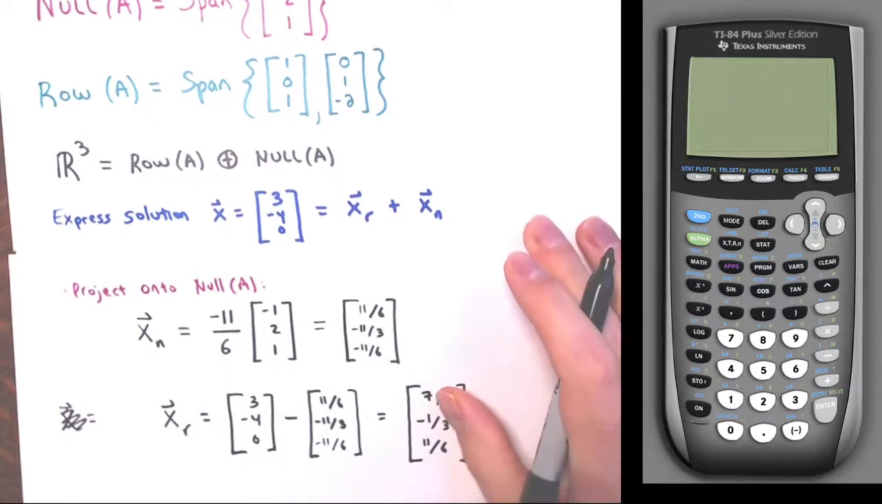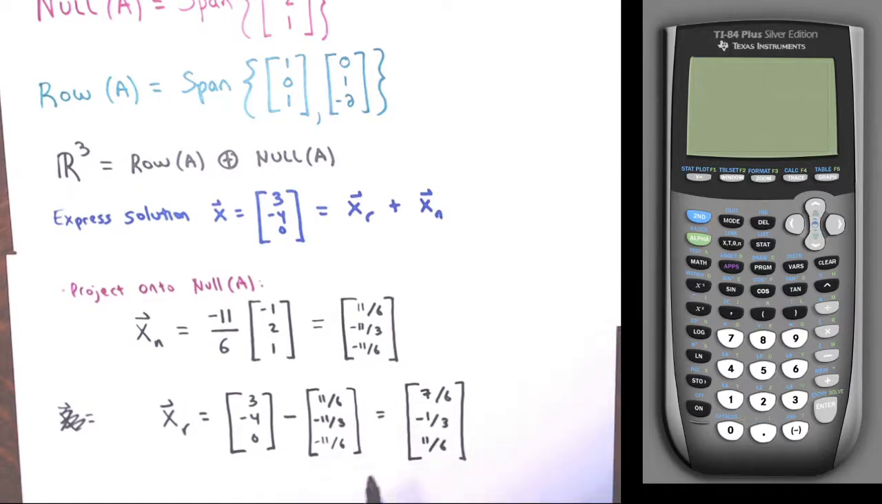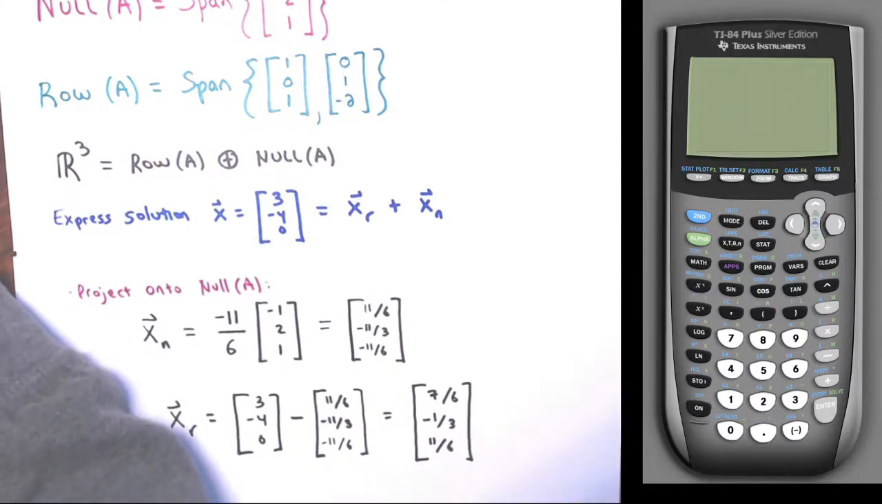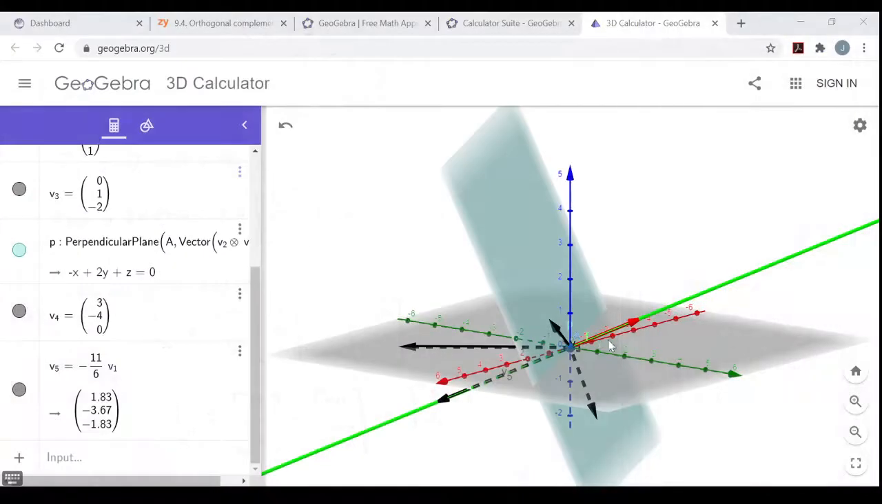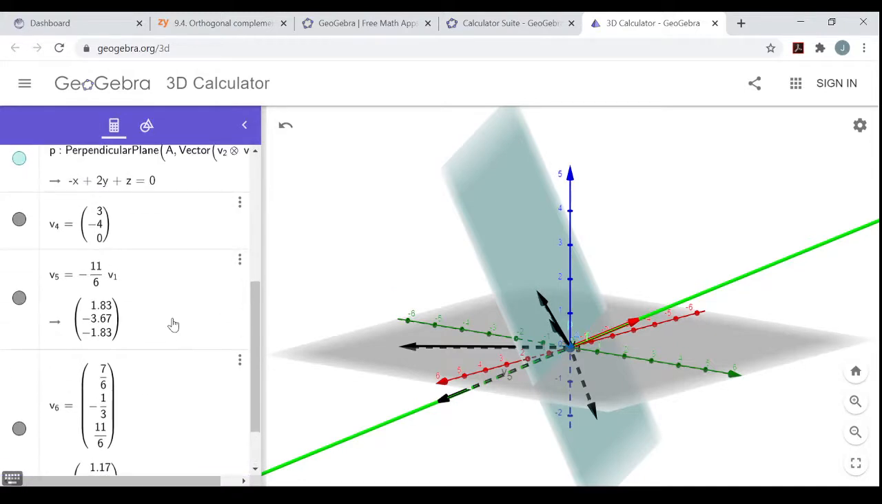All right. Okay, and let me put this vector in. Let me put this vector in on the website, and then I'll erase some other stuff, but hopefully show more clearly that this is the orthogonal decomposition of 3, negative 4, 0. Right, so v6 here I've got is the vector, this is this xr: 7/6, negative 1/3, and 11/6. All right, now let me get rid of some of these.